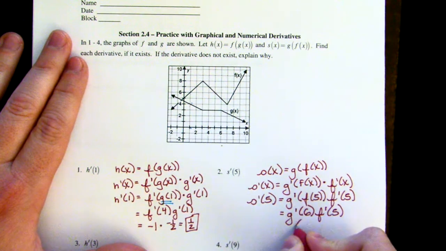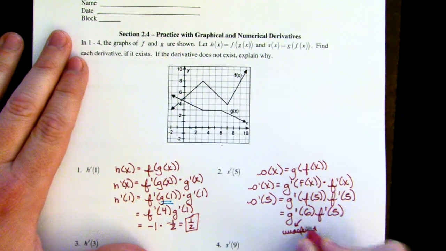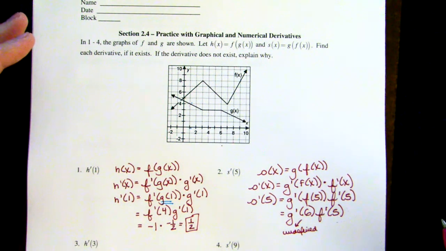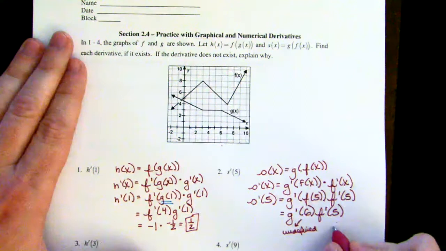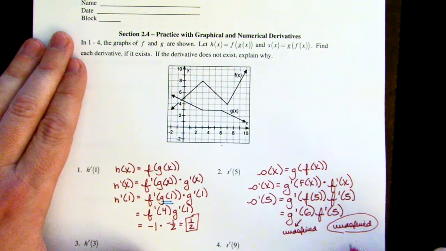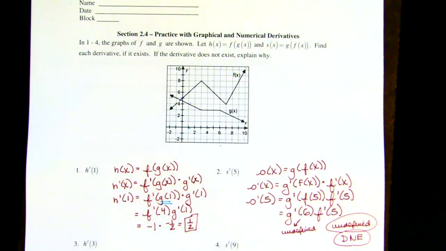That's not okay. That means this derivative, g prime of 6, is undefined or does not exist, which means I don't even really care what f prime is. You take something undefined, multiply it by a number. You can't do that. This derivative is undefined. You can't do this problem. Or I'd be okay with you saying does not exist. Either one would be okay as far as this is concerned.